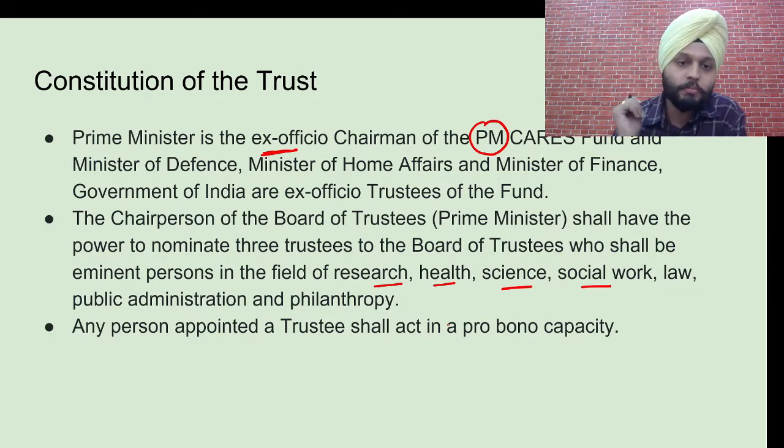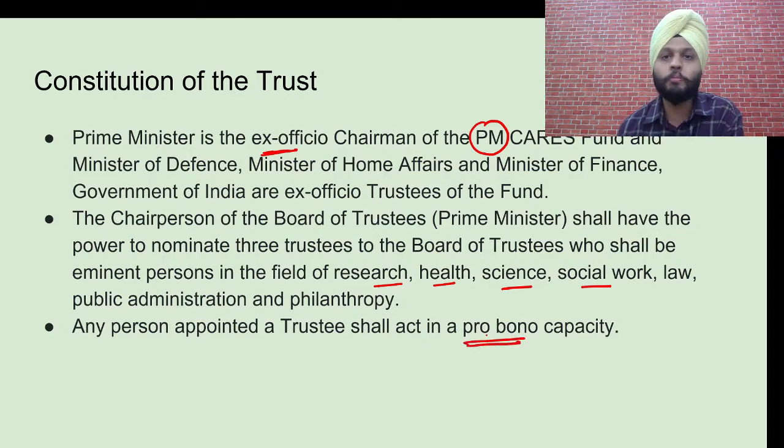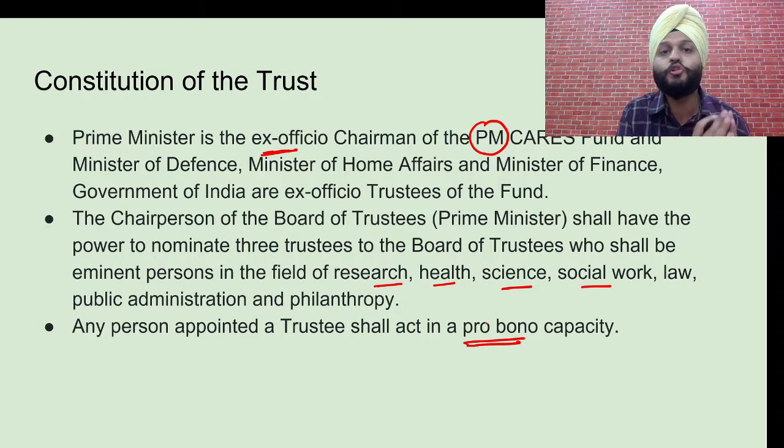And apart from that, any person can be nominated in a pro bono capacity. Pro bono means charity, donation, philanthropy, like that. So in that capacity, any other person can also be nominated.